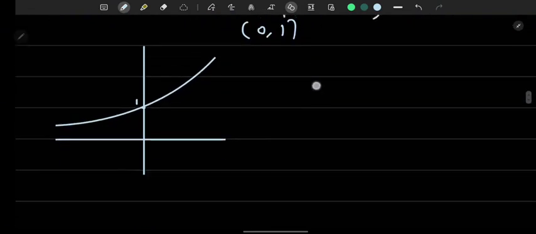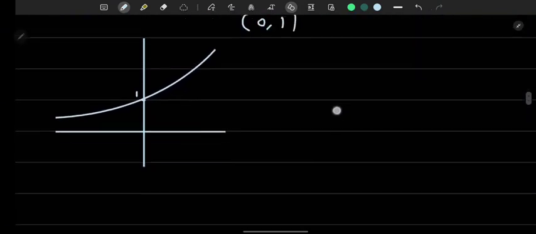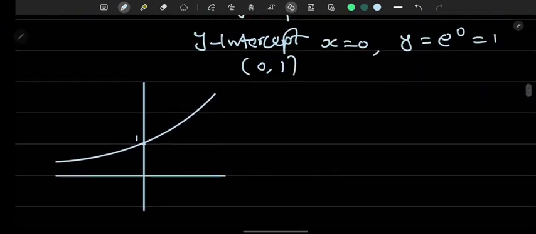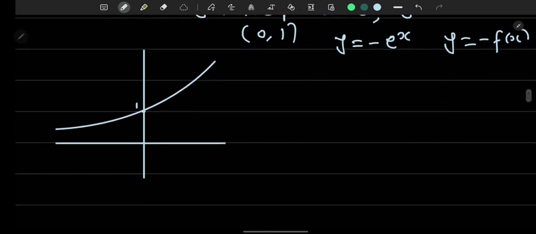Now let's consider the reflection on the x-axis. If this is exponential x, now we consider y equals minus exponential x. I told you, whenever you have something like this, it is a reflection on the x-axis, which implies that the curve we have here, the first one, is above the x-axis, so its reflection will be below the x-axis, and this is what that means.